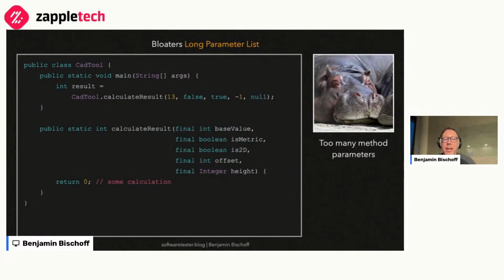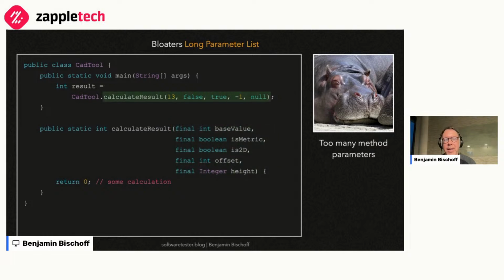The long parameter list is definitely something I have done before, and probably every developer has done. It just means you have too many parameters in a method. Here in the calculate result method of some example class, it doesn't matter what this is doing exactly. This accepts a lot of parameters, like a base value, a Boolean that's called isMetric, another Boolean that says is2D, an integer, which is an offset, and an integer that can be null, if you know a little bit about Java. So 5 parameters.